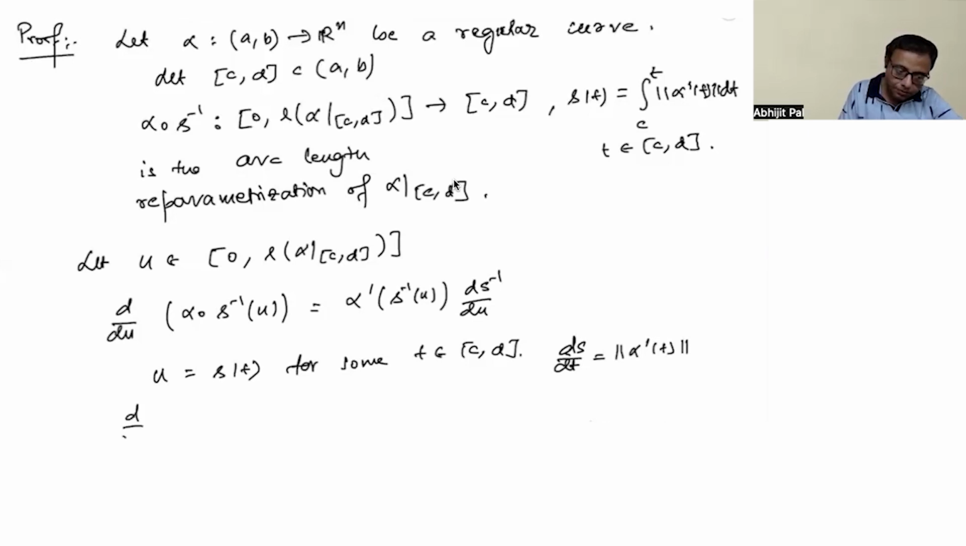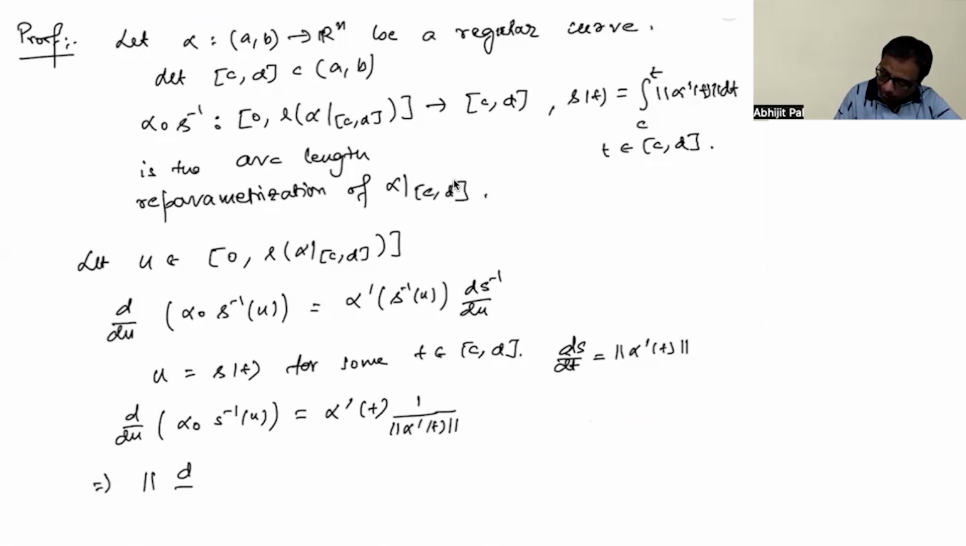Okay, and so what is ds inverse du? This is basically 1 by the norm of alpha prime t. Okay, so this you can check. All right. So therefore, what we have is that the norm of this derivative is equal to 1.